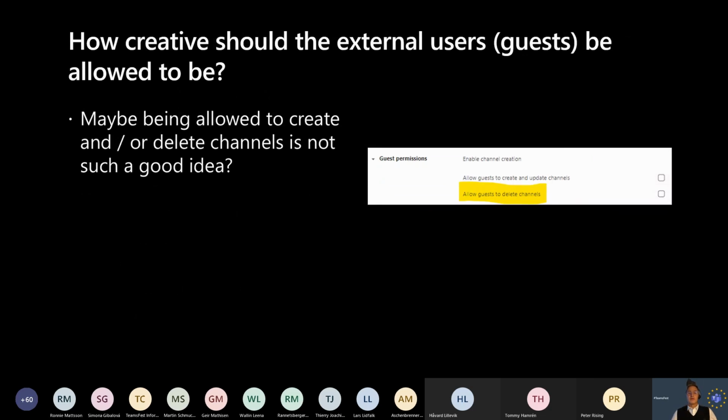How creative should we let users or guests be? Presumably, the team owner has built up an information structure with the relevant channels, and he or she does not want any guests to start redoing this structure. Therefore, I usually recommend that you deactivate this function.